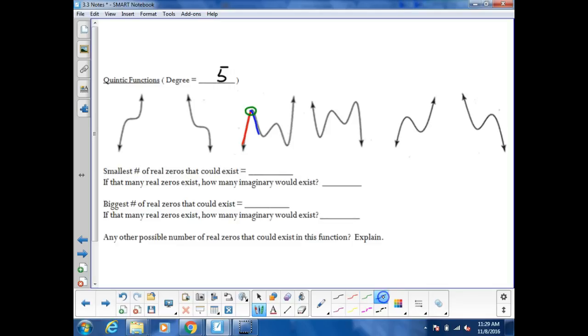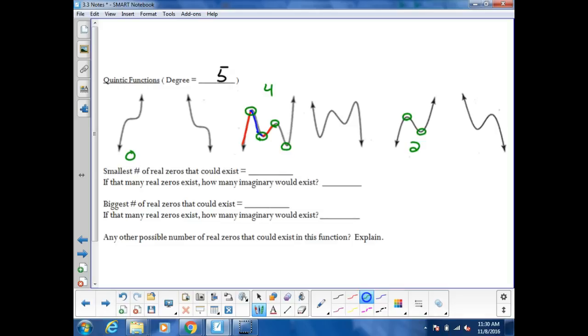Okay? Then, as your function is decreasing, it suddenly turns and it starts going back up again. That is a turn right there because now it's going back to increasing. Here would be another turn because it turns back to decreasing. Here would be another turn, it turns back to increasing. So in a fifth degree function, there are 4 turns possible, right? Here is a fifth degree function. There's a turn there and there's a turn there. That's 2 turns possible. Here's a fifth degree function right here with 0 turns possible.